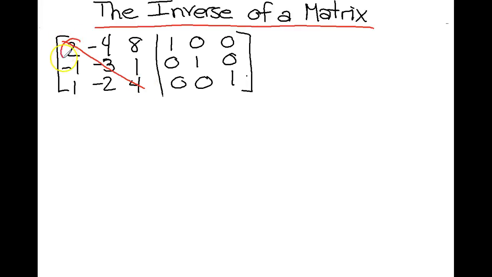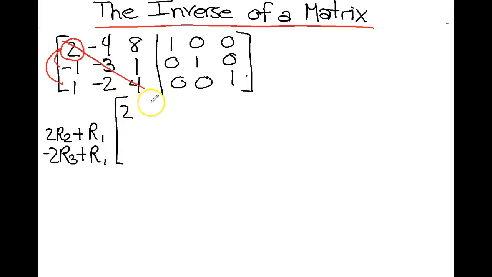I'm going to think about how I'm going to use that 2 to eliminate the -1 and the 1 below it. So the first thing I'm going to do is multiply row 2 by 2, and add it to row 1. And when I work on row 3, I'm going to multiply row 3 by a -2 and add that to row 1. So I have my instructions set out.